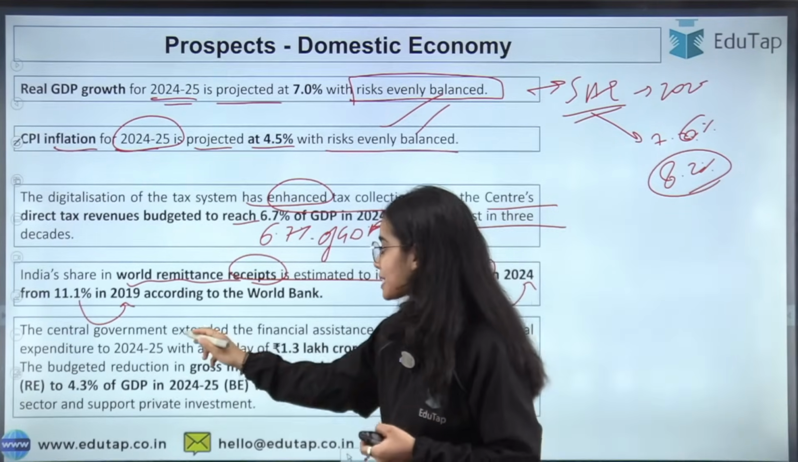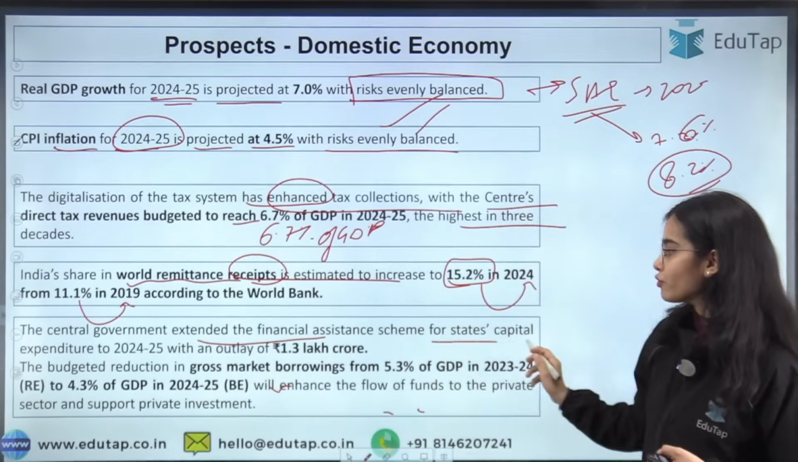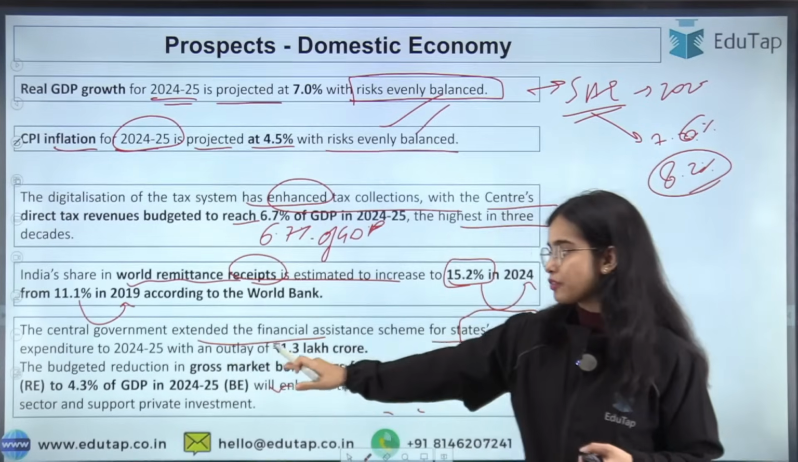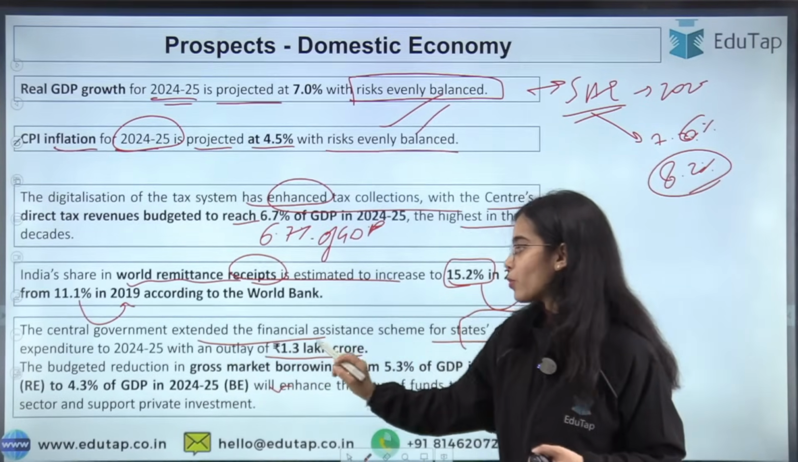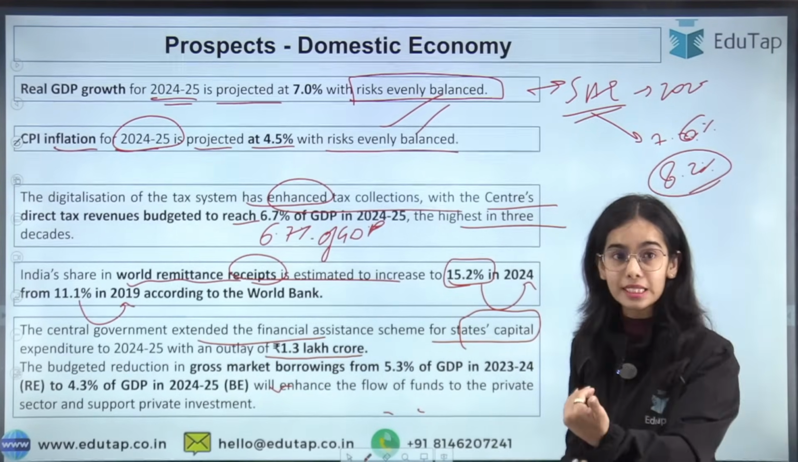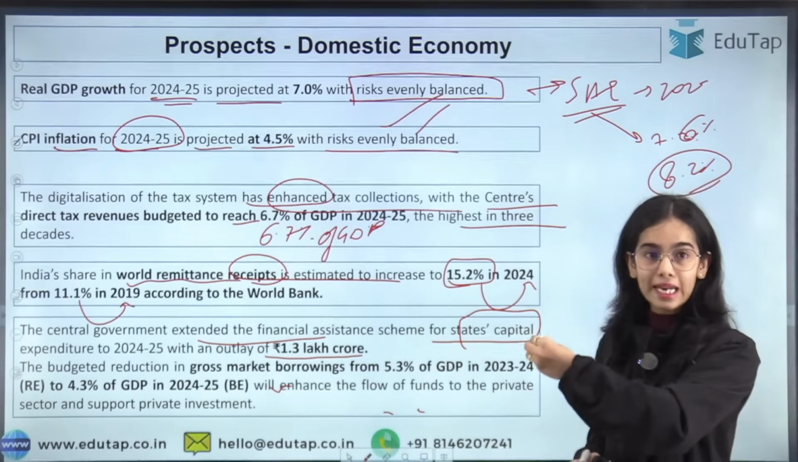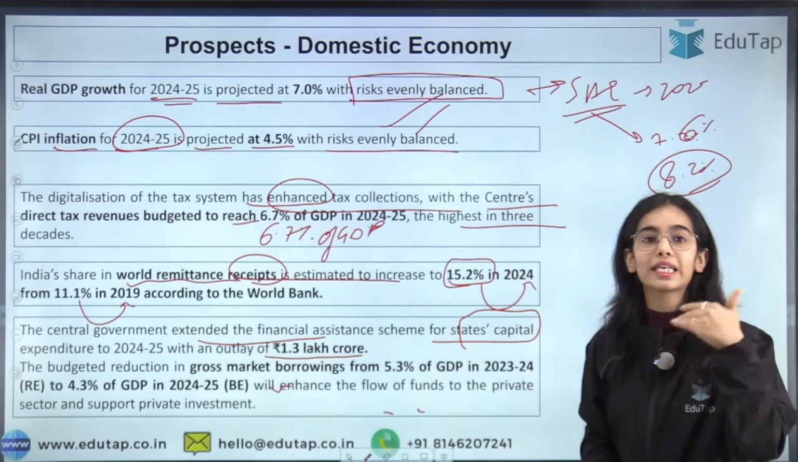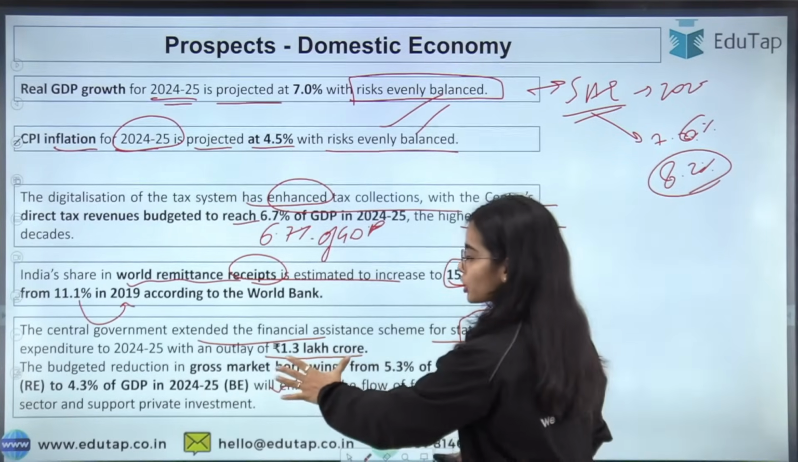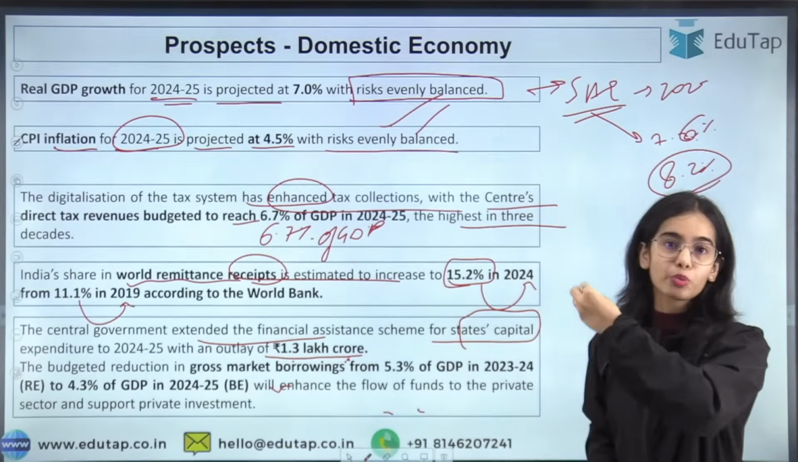The central government extended the financial assistance scheme for the states' capital expenditure to 24-25 with an outlay of rupees 1.3 lakh crore. So, it is said by the center that we are going to provide financial assistance for the states' capital expenditure so that they can build assets in their states, and this is the total outlay that is going to be provided to them.